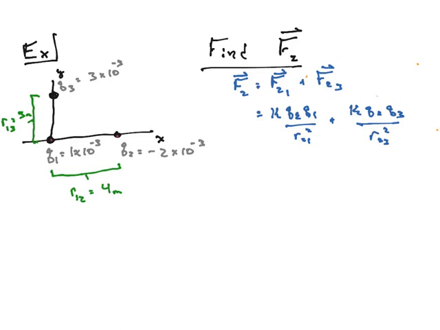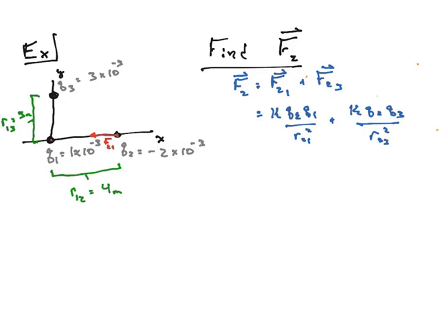What do we know? Q1 is positive, Q2 is negative. They're going to attract. So the force felt by 2 is attractive towards 1. So that means Q2 will feel a force to the left. There's our F21.